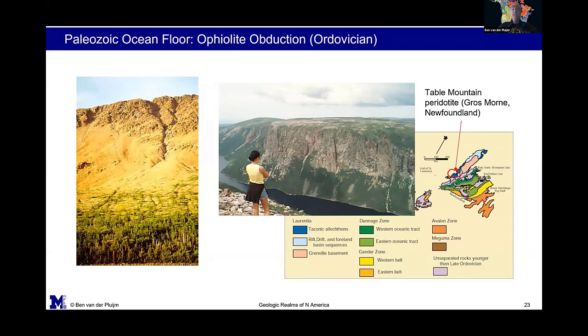We also find that same sliver on the English side in the UK, where it's called the Caledonides. And less so in Scandinavia, where there are more higher grade rocks, but they discovered the exact same age and the same oceanic signature in rocks on the UK side. A place called Ballantrae was the first place where it was well described.